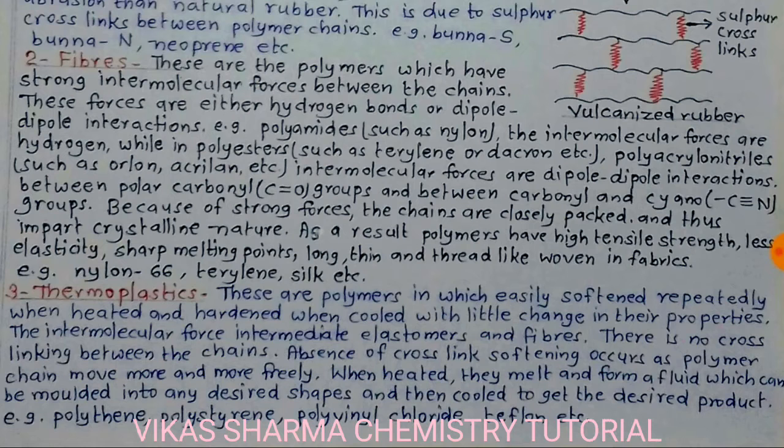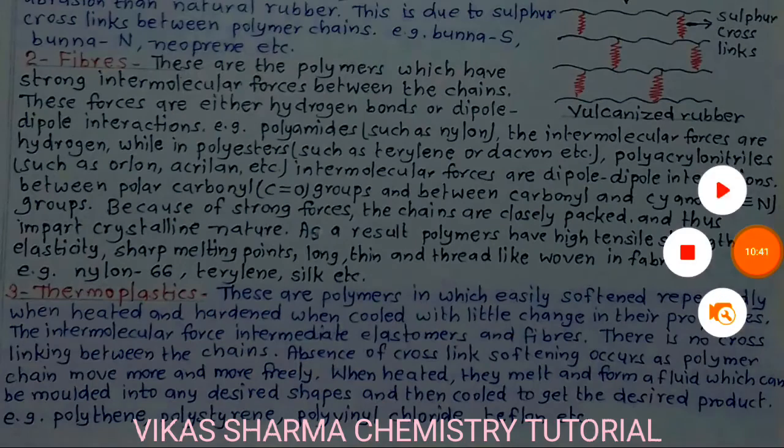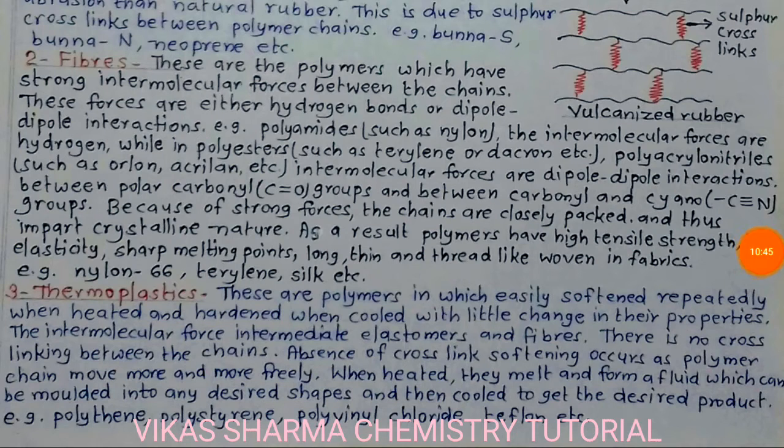Student, the third type is thermoplastics. These are polymers which easily soften rapidly when heated and harden when cooled, with little change in properties. The intermolecular forces are intermediate between elastomers and fibers, and there is no cross-linking between the chains. In the absence of cross-links, softening occurs as polymer chains move more and more freely when heated. Then they melt and form a fluid which can be molded into any desired shape and then cooled to get the desired product. Examples: polythene, polystyrene, polyvinyl chloride, Teflon, etc. They are considered as thermoplastics.